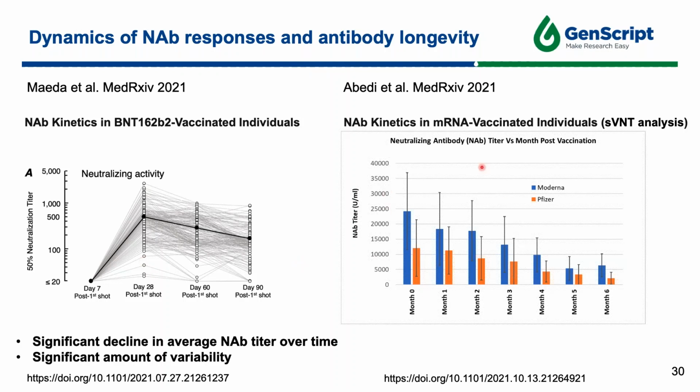And in another study that uses the SVNT to evaluate the neutralizing antibody kinetics in mRNA vaccinated individuals for both Moderna vaccine and Pfizer, this study was carried out for a period of 6 months. And as shown in the result here, we also observed a significant decline in average neutralizing antibody over the time. And when we look at the error bar here, it shows that there's also a significant amount of variability between different individuals.